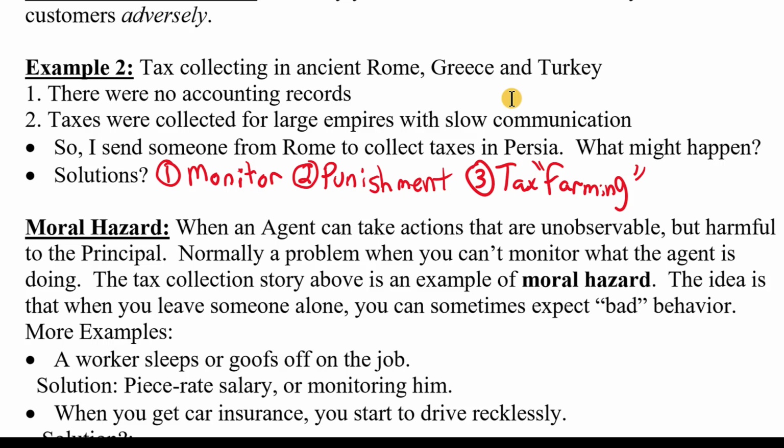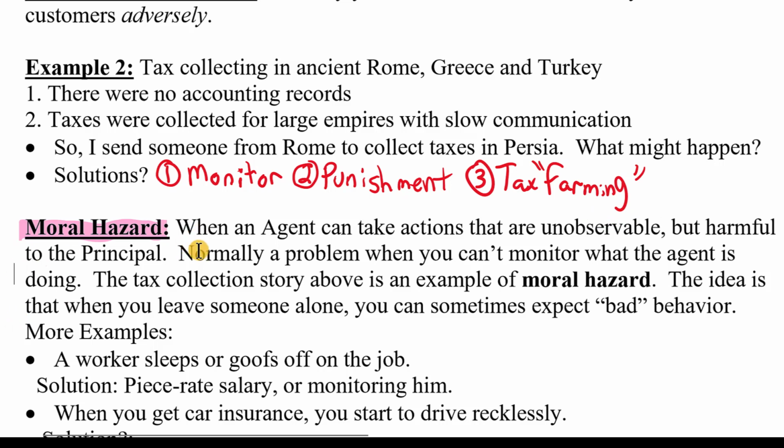Now, what kind of problem is this when I hire a tax collector, send them out, and they steal from me? They don't give me all the money that they raise in taxes. This is an example of moral hazard. So moral hazard is when the agent, so the principal is the person that hires the person to do a job, the agent is the employee. Moral hazard, when the agent can take actions that are unobservable but harmful to the principal.